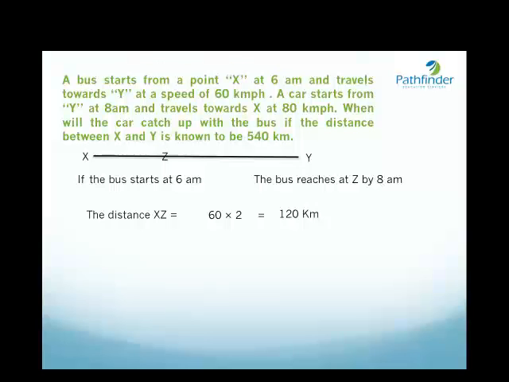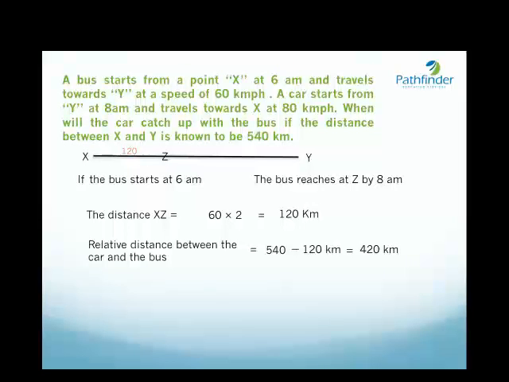So at Z, the bus is at Z and the car is at Y when the car just starts running. So the relative distance between the car and the bus must be the distance ZY. So what is the distance ZY equal to? The total distance between X and Y, that is 540, minus 120, which is equal to 420 kilometer. This is the relative distance between the bus and the car.